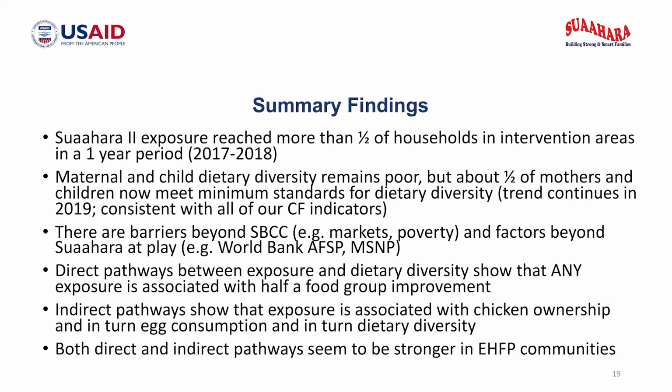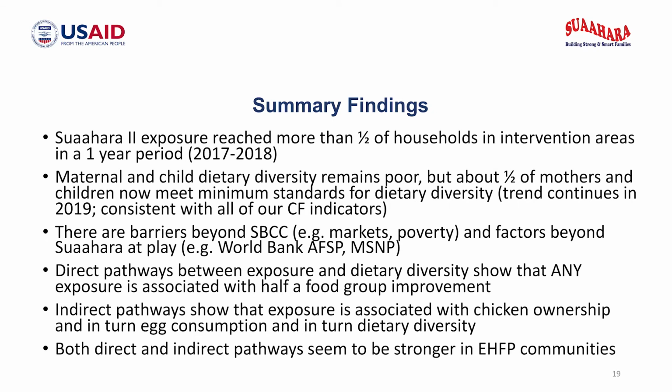And so in summary, I think what we can see is that Sahara 2 exposure after 2 years of intervention is quite high. More than half of households had received at least one type of exposure. And this has increased. I did not show the trends over time, but it has increased from around 25% to half, and in our latest annual survey, more than 80% of households have received some type of exposure. Maternal and child dietary diversity remains poor, but we now have, as of 2018, about half of mothers and children who do meet standards for minimum dietary diversity.